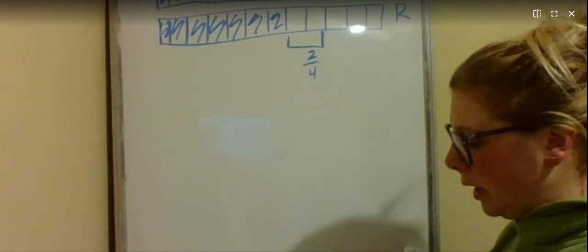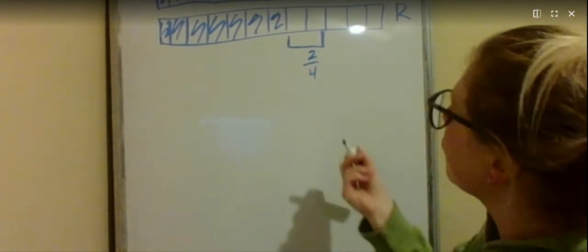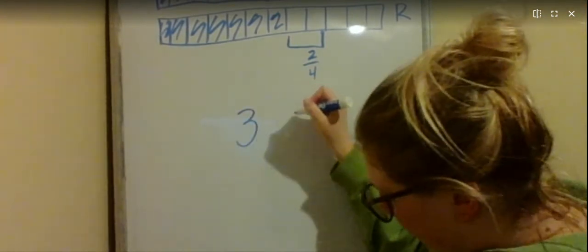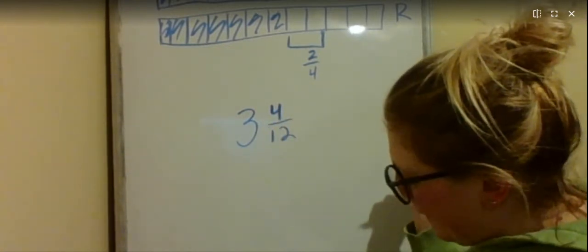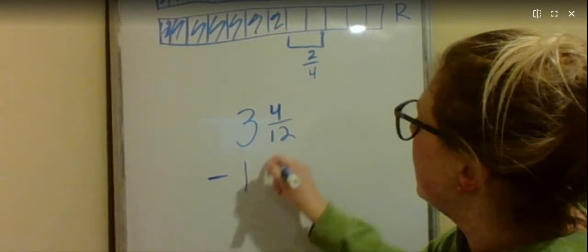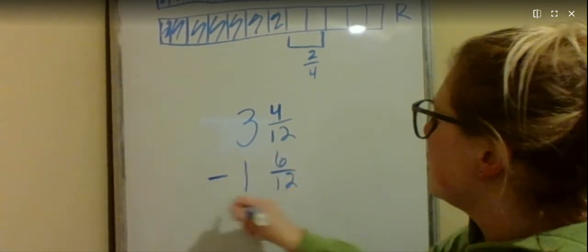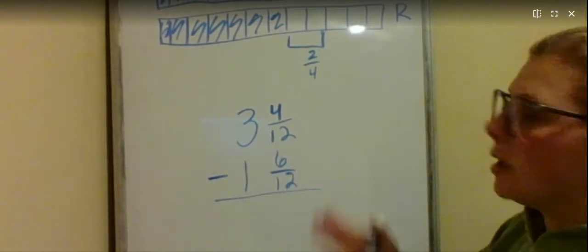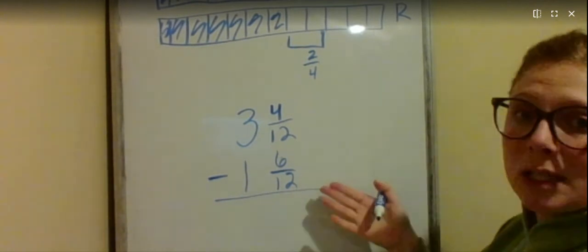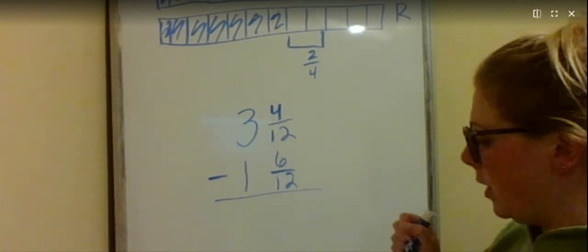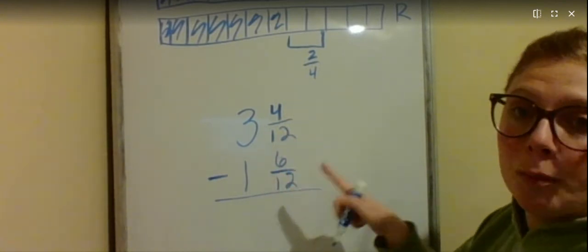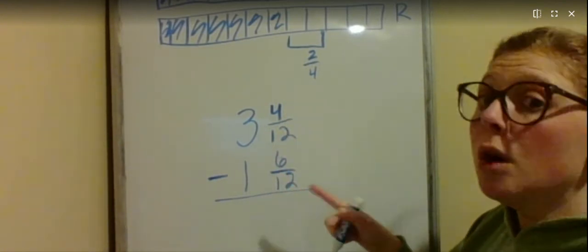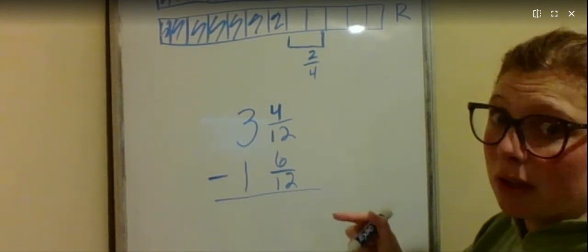So I'm going on to the next problem on 430. If I had 3 4/12 minus 1 6/12, you go to do the problem, you see 4/12 minus 6/12 I can't do. So what you could do is change both of your mixed numbers to improper fractions or fractions greater than 1, which we did all last week and you guys are doing really well with.